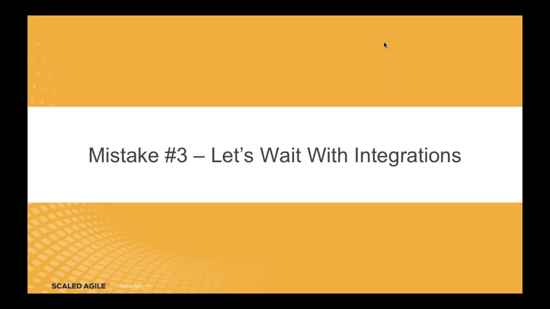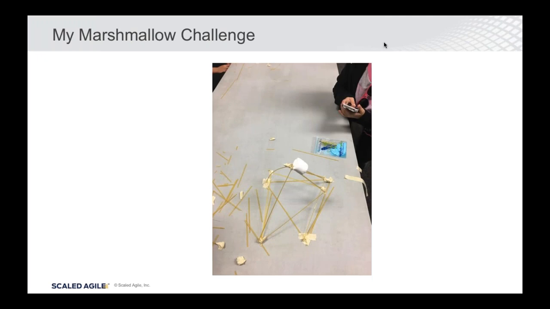The third mistake we see is, we have this hypothesis, we want to try it, we're starting to build, but we push the integration to the end. Now, people do this for a reason. It's not that they're stupid. We've all been developing for a long time. So why are they pushing integration to the end? The reality is, we do it because it's frightening. We know that we're going to have a lot of problems with integration, so we want to push it toward the end of the project.